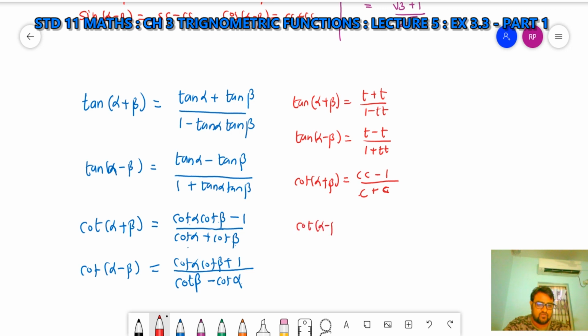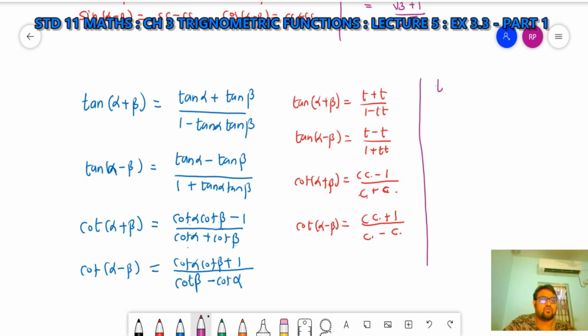And cot(alpha minus beta) again, cot alpha cot beta minus 1 upon cot beta plus cot alpha. Okay, so here it will be alpha beta, alpha beta, alpha beta, alpha beta. Here, this is a short way in which you can remember this. Okay. Now let's take an example. I need to take an example.